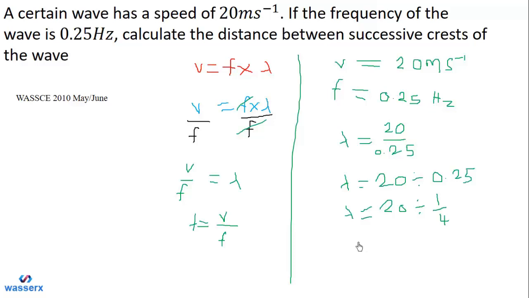So from basic simplification, we obtain lambda equal to 20 times the reciprocal of 1 over 4, and that will be equal to 20 times 4. When you multiply 20 by 4, you get lambda equal to 80 meters. Lambda is equal to 80 meters, and the distance between successive crests of the wave is 80 meters.